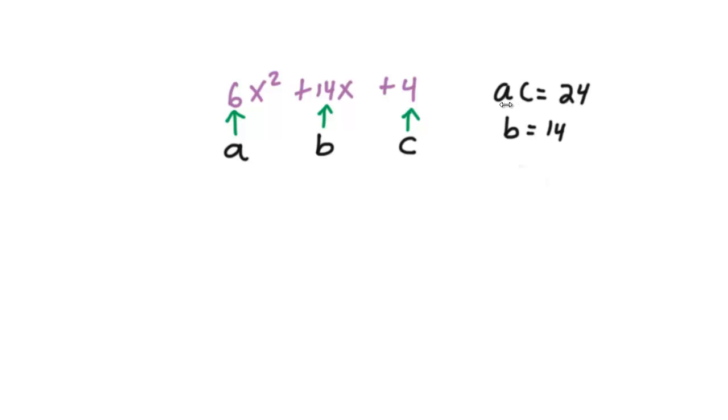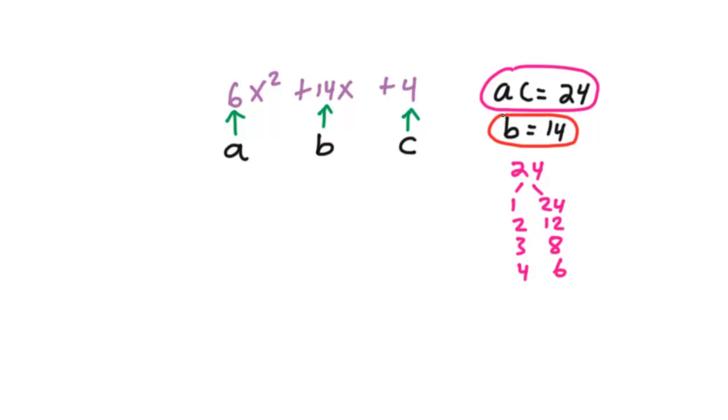The next step would be to find the factors for AC, which in this case is 24. So the factors for 24, let's list them. We have 1 and 24, 2 and 12, 3 and 8, 4 and 6. The next step would be to pick the set of factors where the sum of the factors will equal 14, which is b. So here the choice would be 2 and 12, because they add up to 14.